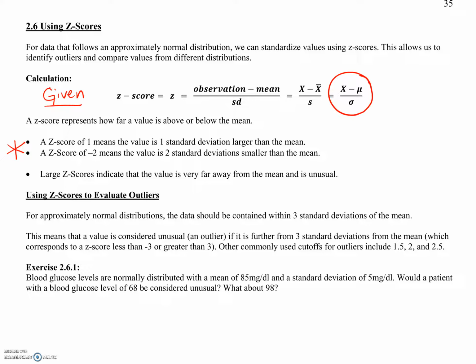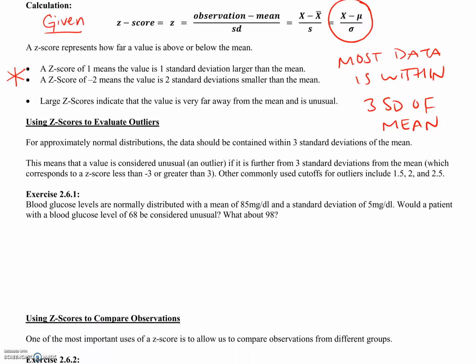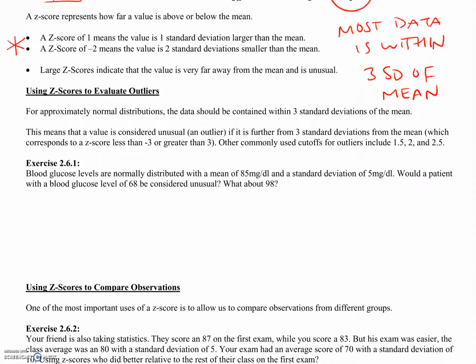This allows us to use z-scores to see if something is unusual. We had a rule in the standard deviation section that told us most data is within 3 standard deviations of the mean. So that alone really tells us that if anything is outside or close to a z-score of 3, that's going to be unusual, because it's right at the cutoff of where most of our data should be. And you could even look back at that histogram that I had back in the standard deviation section. So first thing we're going to do is show how we can use this to evaluate outliers.